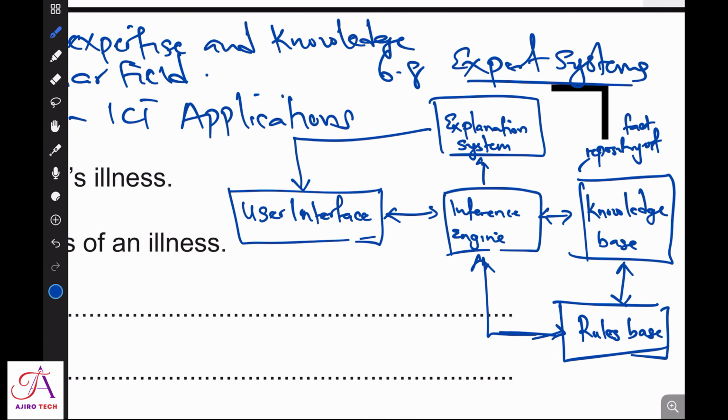Now, when it comes to the rule base, it is a set of inference rules. Inference rules. That's what it is. That simply means that it is the rule that is used to draw conclusions. Make sense? Okay, you good?